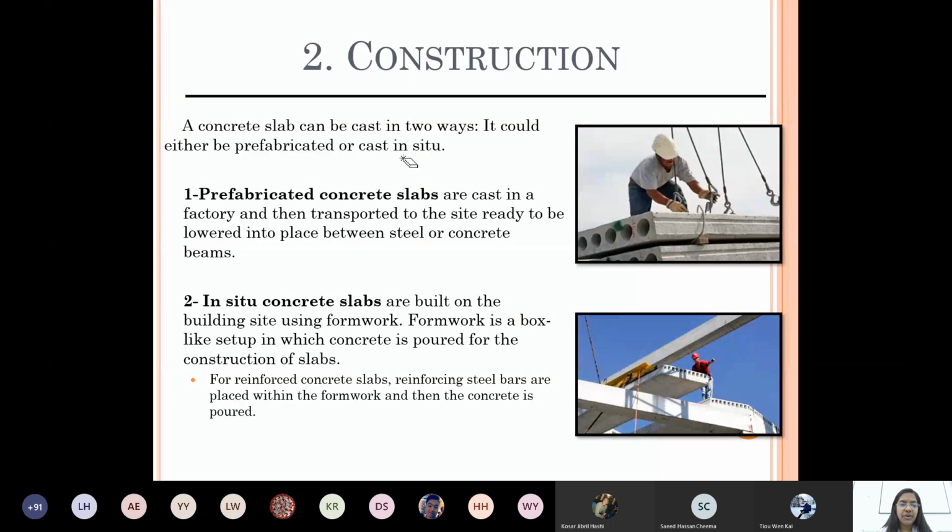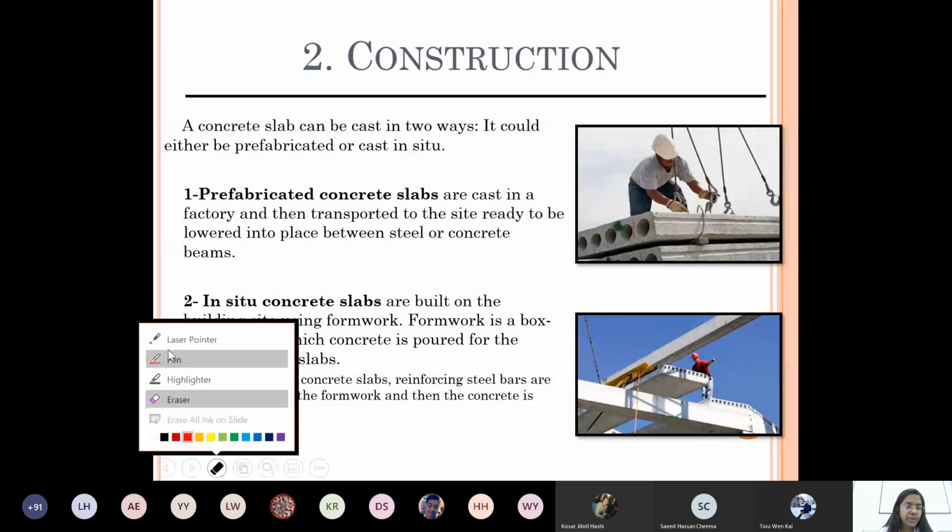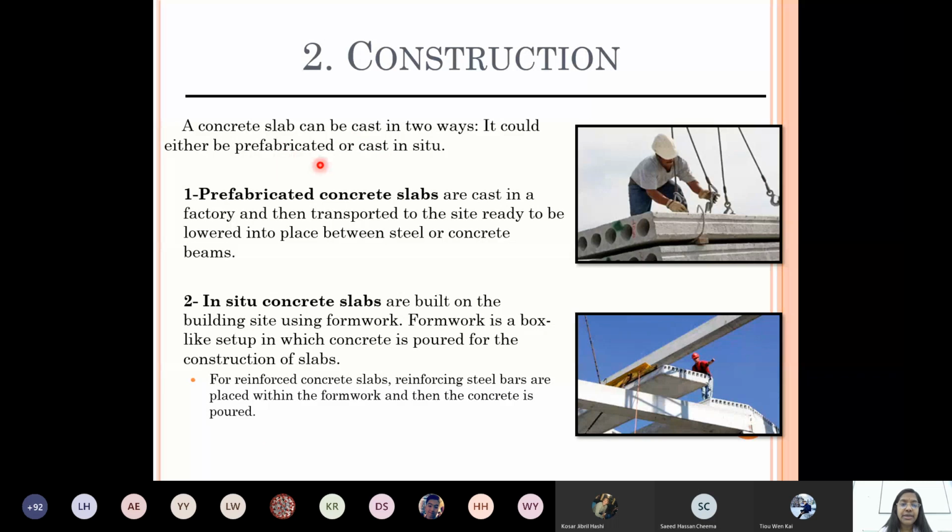It could either be prefabricated or cast in situ. Cast in situ means at site. Situ means site. It will be constructed at site. Otherwise, it will be precast, prefabricated in the company and supplied to the site. Care should be taken. Let's see what are the advantages and disadvantages.